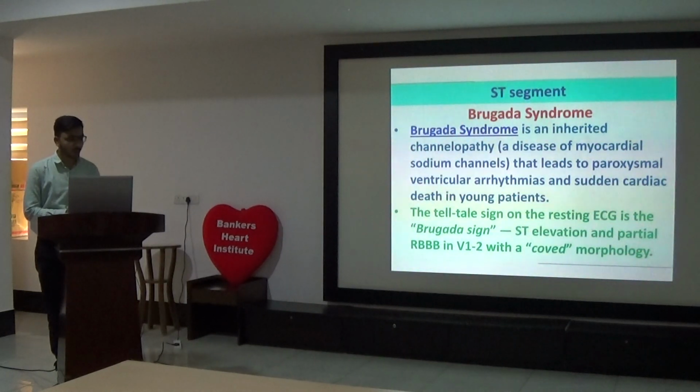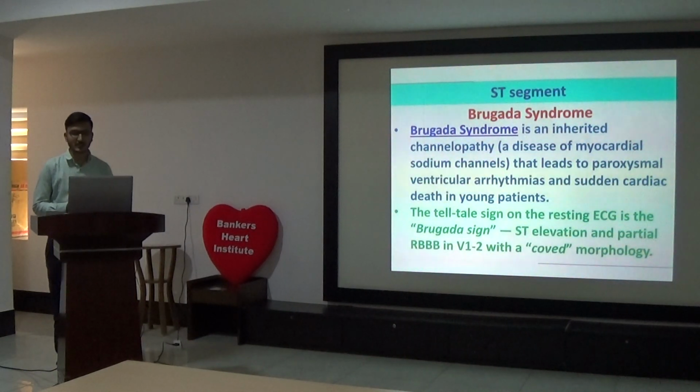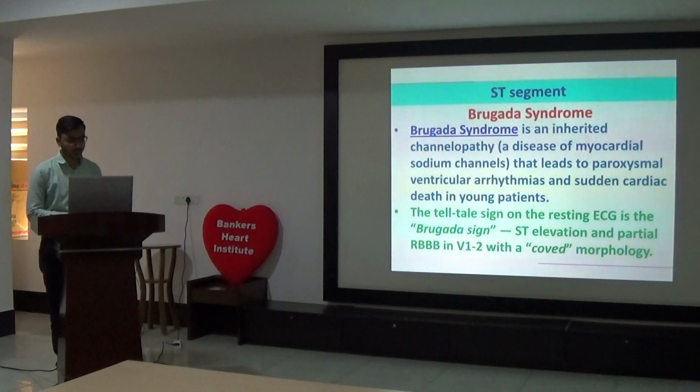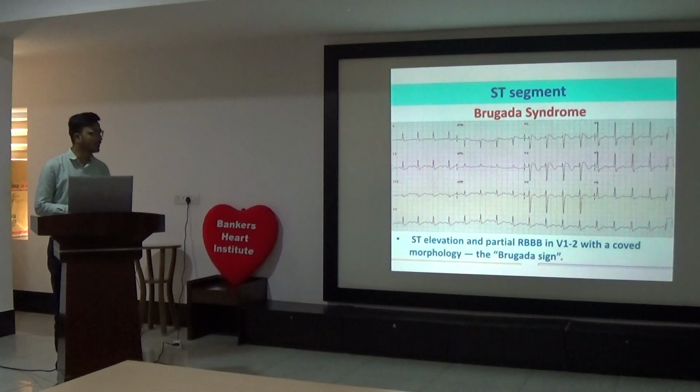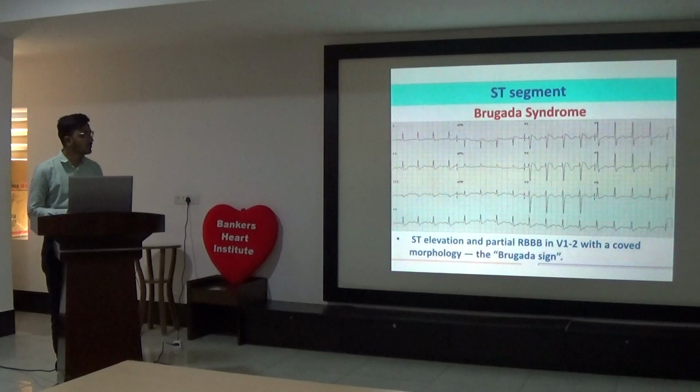So next one is Brugada syndrome, which is an inherited channelopathy due to a defect in the myocardial sodium channel that leads to paroxysmal ventricular arrhythmia and sudden cardiac death in young patients. On the resting ECG, there will be the Brugada sign, which is ST segment elevation with partial RBBB in V1 to V3 with coved morphology. So there will be ST segment elevation in V1 to V3 leads, which will be a concave shape of ST segment elevation.